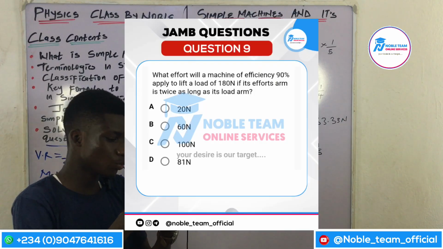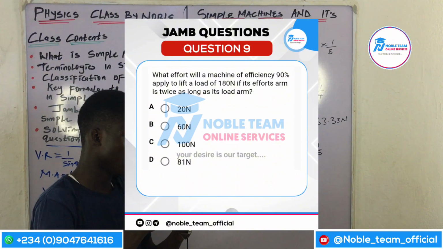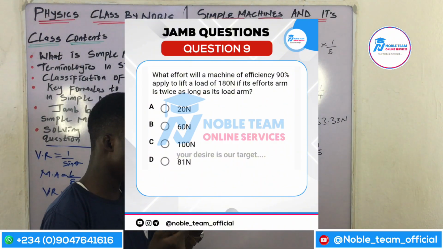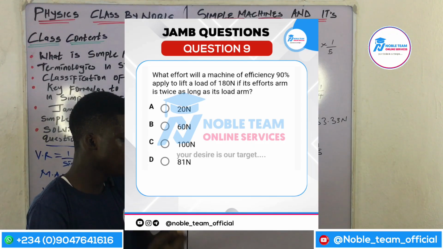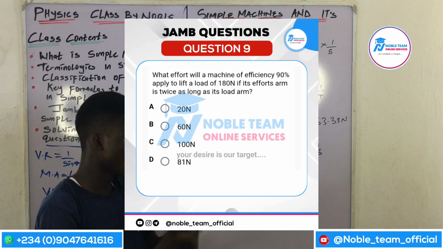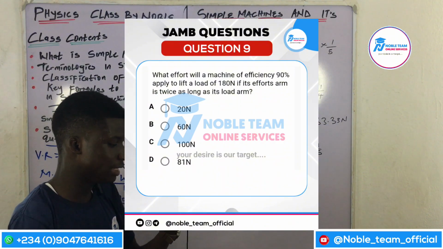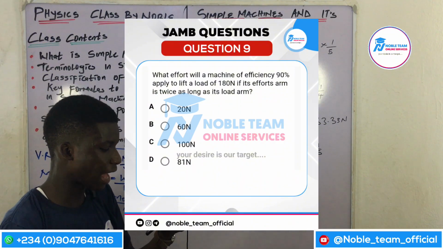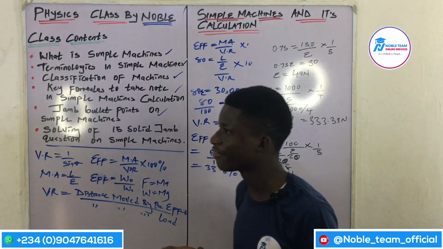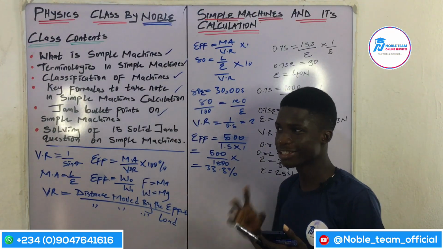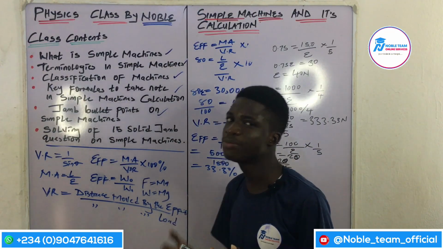what effort will a machine of efficiency 90% apply to lift a load of 180 Newton if its effort arm is twice as long as its load arm? This particular question is very, very tricky. Remember, they say twice. So I'm going to be solving it.